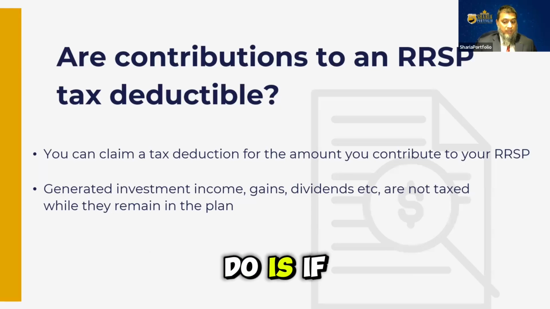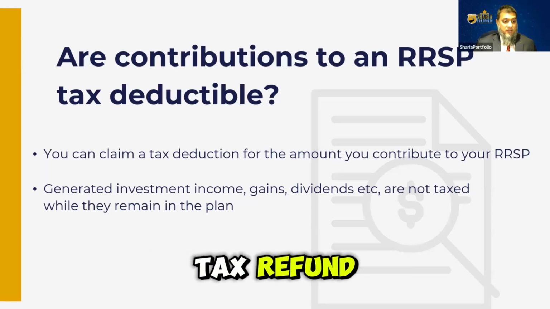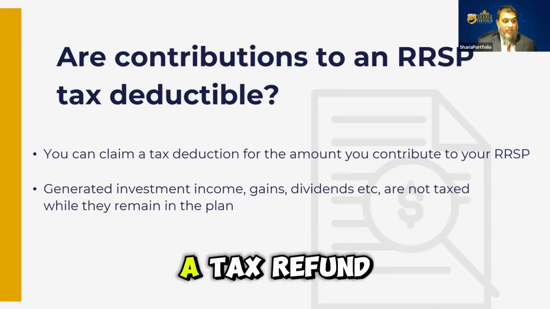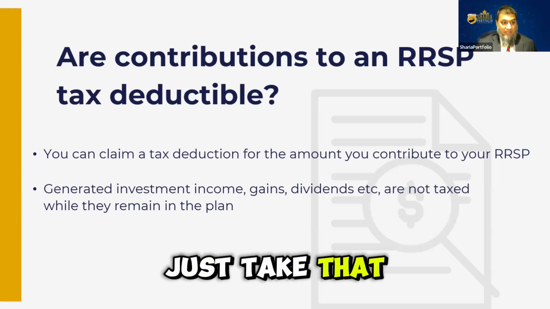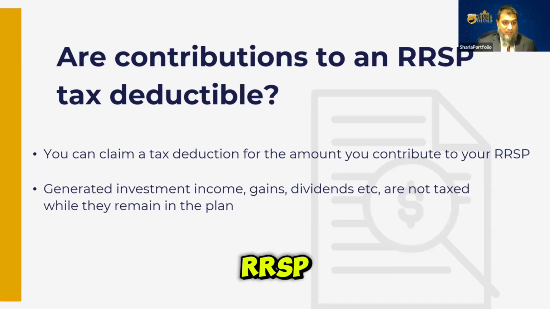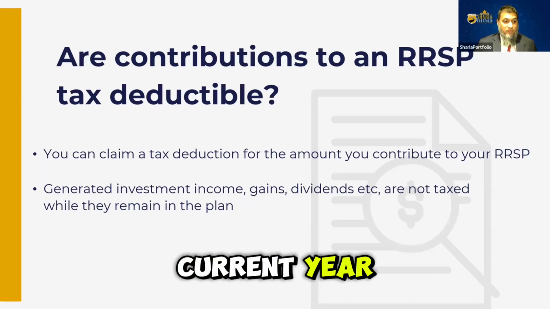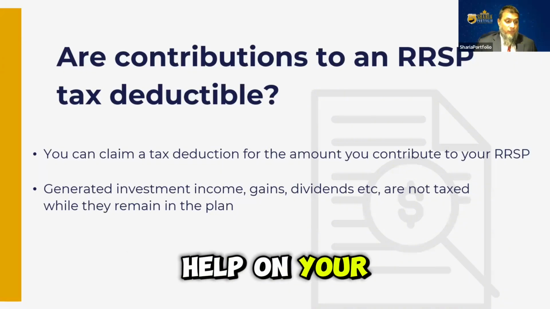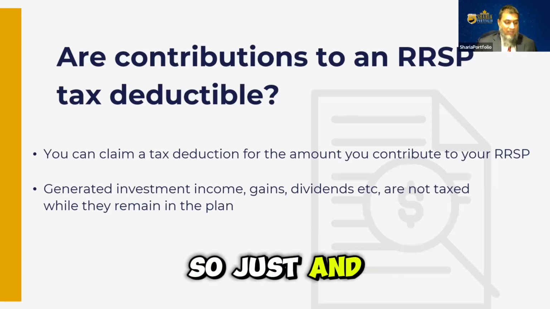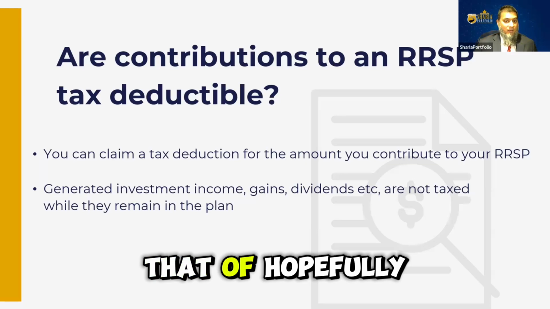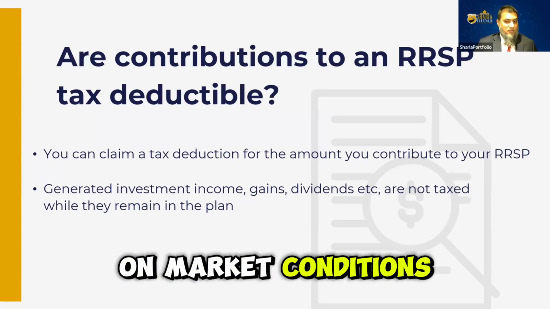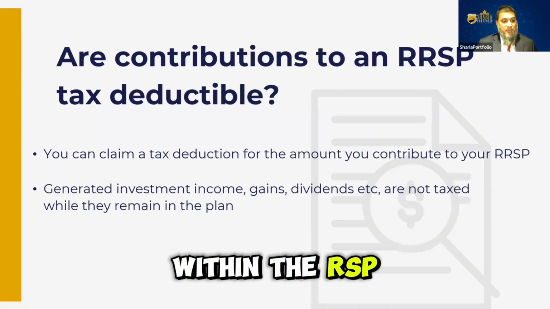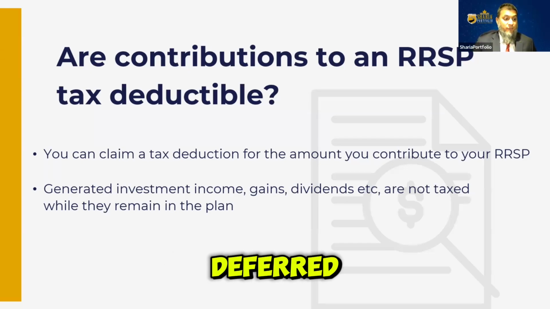And what a lot of individuals do is, if it creates a tax refund, so for example, if a person puts several $1,000s into their RRSP account and it creates a tax refund, what makes a lot of sense is just take that tax refund and put it right back into your RRSP, because now you're contributing for the current year, effectively guaranteeing you're going to get that receipt to help on your future taxes as well, on the future year's taxes. And then you're getting the entire year in addition to that of hopefully some growth depending on market conditions as well. And that growth that happens within the RRSP account is tax deferred.